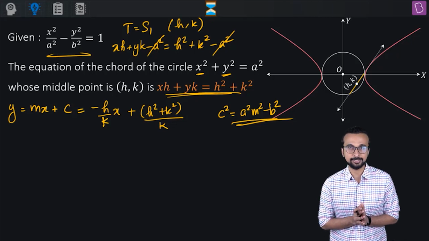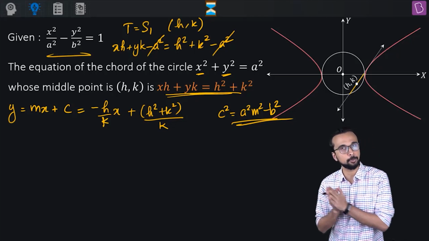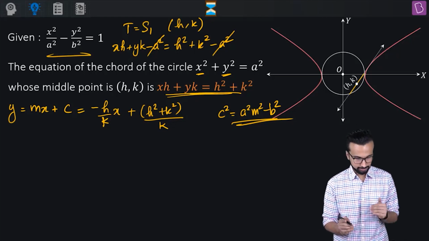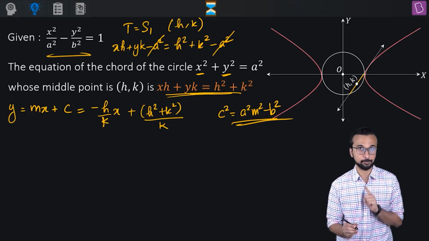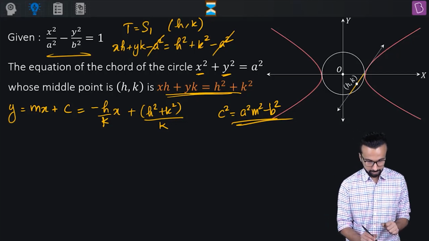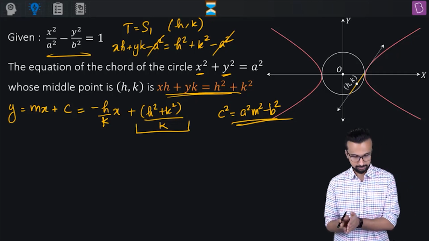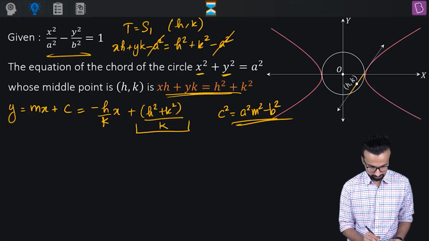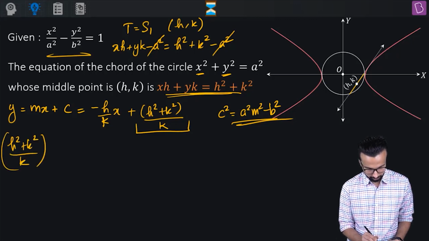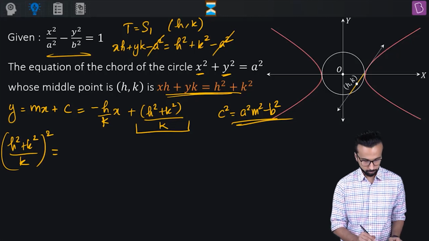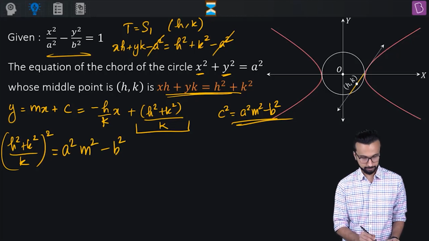Why did I equate this? Because it's given in the question that this chord will be tangent to the hyperbola. So that's why I equated it in this form. And here I get c² = a²m² − b². I know that condition. So here, instead of c², I'll take the constant term from the second part. So this becomes ((h² + k²)/k)² = c² = a²m² − b².